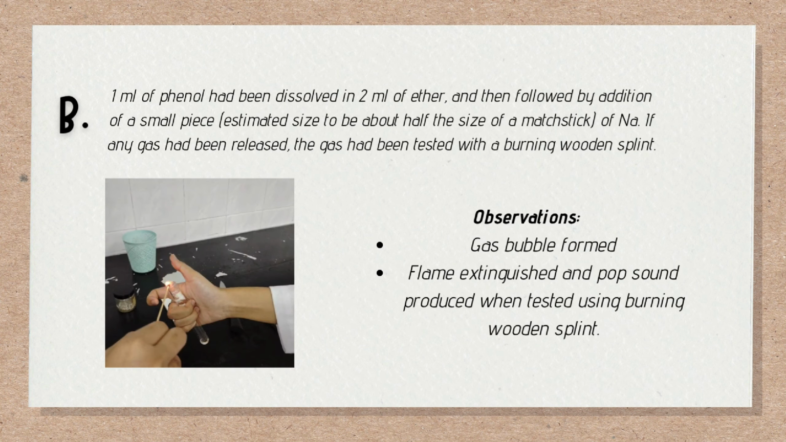In part B, 1 ml of phenol was dissolved in 2 ml of ether, followed by addition of a small piece of sodium. If any gas was released, the gas was tested with a burning wooden splint. At the end of the experiment, we can observe that gas bubbles formed, the flame was extinguished, and a pop sound was produced when tested using the burning wooden splint.